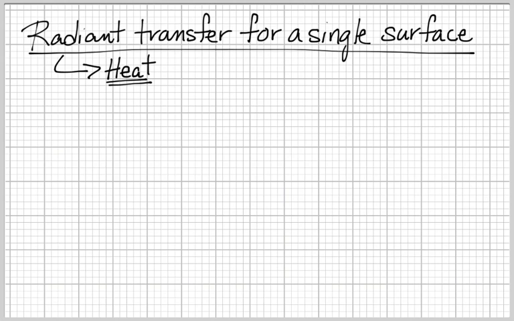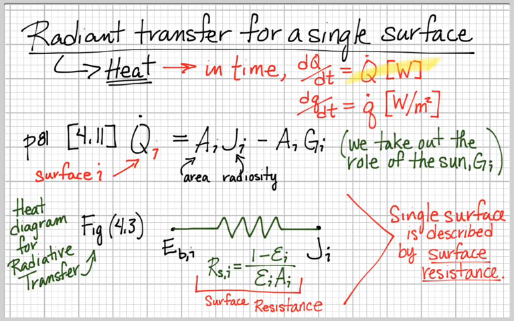Here we are talking about radiant transfer for a single surface. This is Chapter 4, Material of Solar Energy Conversion Systems. And when we're talking about radiant transfer, we're essentially talking about heat. That would be energy transferred in time. You're looking at the symbol Q dot, for watts.